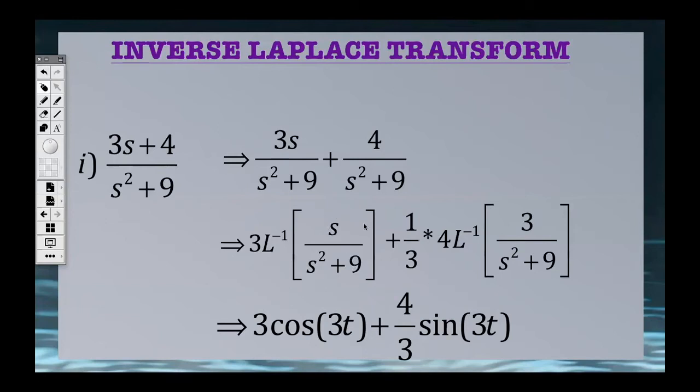And the cos function, cos at, is s over s squared plus a squared. So a is 3, so this is cos 3t. 4 times a third, that's 4 over 3. And the inverse of this is sine 3t, because we established that 9 is 3 squared and a is 3. And that is the function of t.